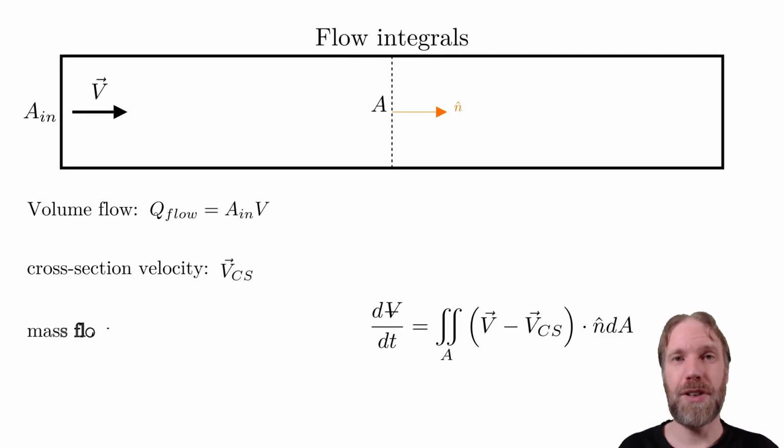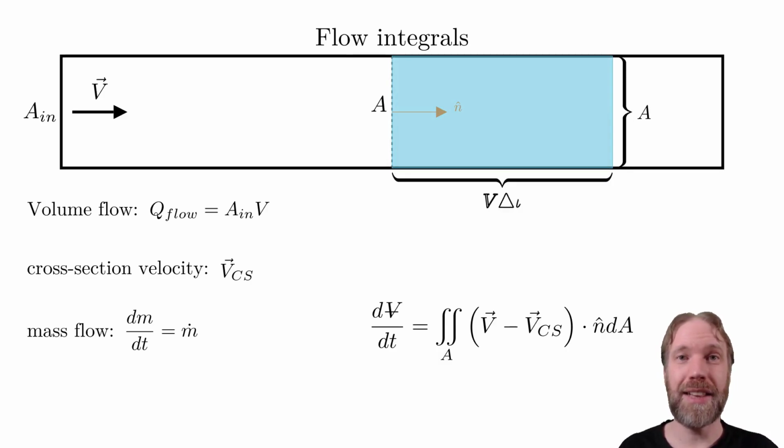Let's move to the mass flow. This is defined as the time derivative of the mass. Here we call it m dot. Let's do the same as before and consider the block of particles. The area is still A and the length is v times delta t. Mass is density times volume, or density times area, velocity and delta t.